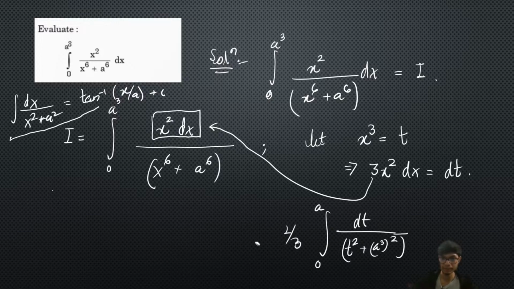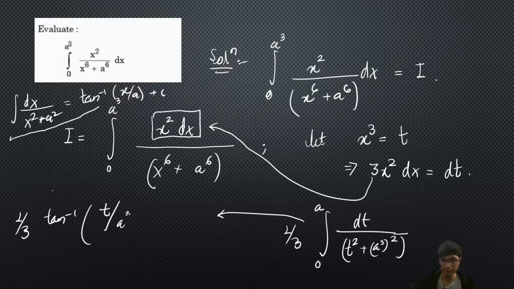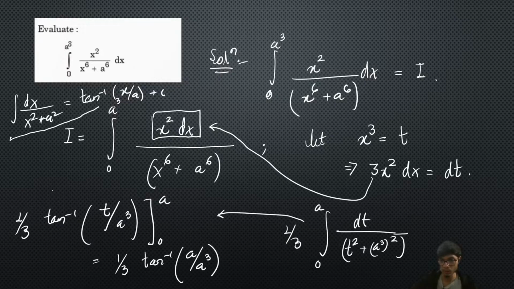So from here, I'm making best possible use of the space, so I hope you can understand. So from here, the integral result will be 1 by 3 times tan inverse of t upon a cube, and within the limit 0 to a, that is equal to 1 by 3 times tan inverse of a upon a cube minus tan inverse of 0, right? So if we evaluate this, we are going to get 1/3 tan inverse of 1 upon a square, and that's going to be the required answer to the problem.